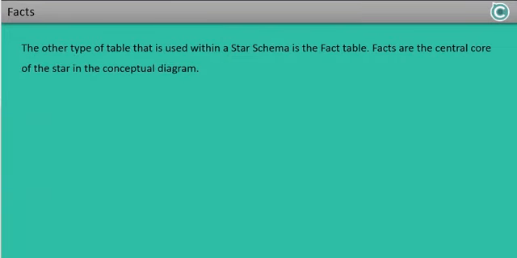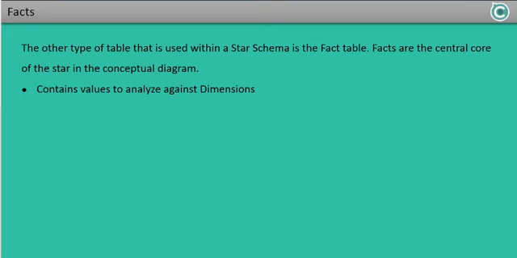The other type of table that is used within a star schema is the fact table. Facts are the central core of the star in the conceptual diagram and contain the actual values that are to be analyzed against attributes of dimensions. For instance, in the example we talked about in the previous screen of measuring sales amount against the attributes of color versus gender, the fact here would be the sales amount.